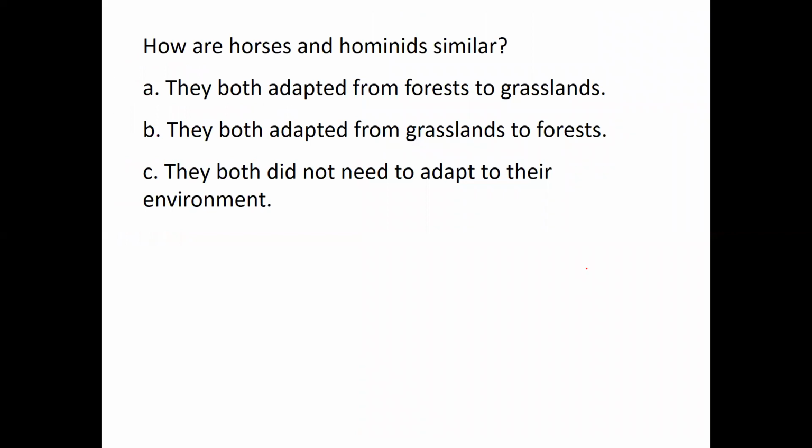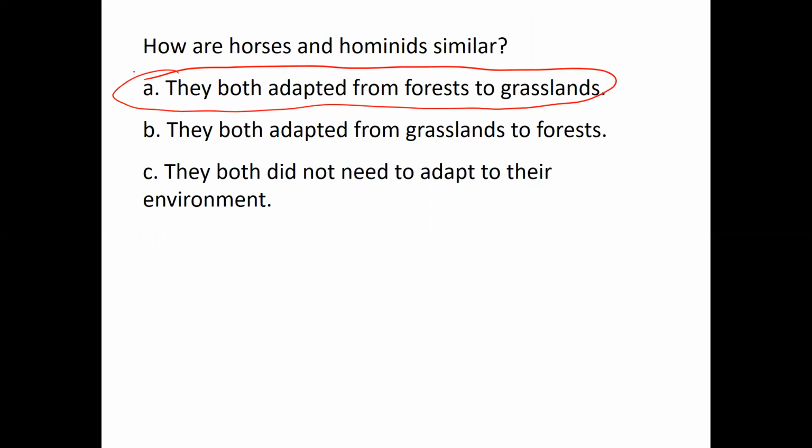So how are horses and hominids similar? They both adapted from forests to grasslands; both adapted from grasslands to forests; they both did not need to adapt to their environment. The correct answer is A, right? They both evolved in the Cenozoic, where the cooling and drier climate caused the forest to yield to grasslands. And so the organisms were forced to evolve to that changing climate, with horses and hominids. But evolution drove them to different solutions.